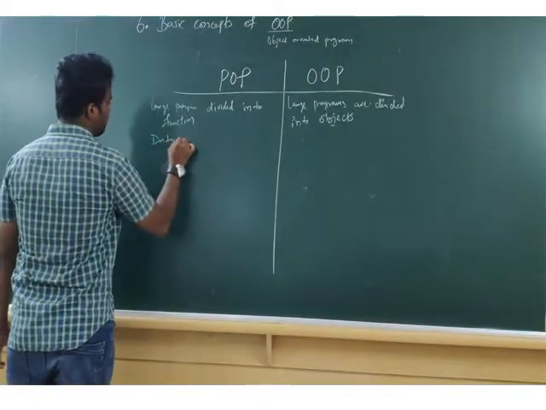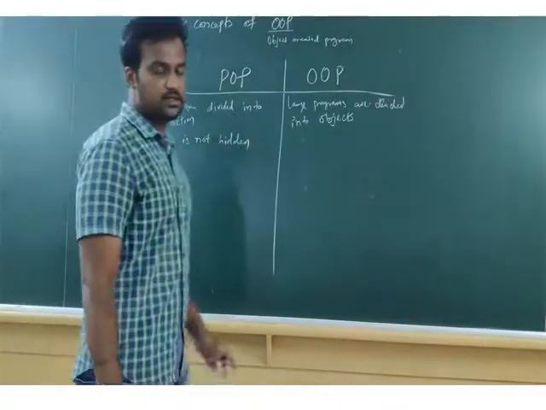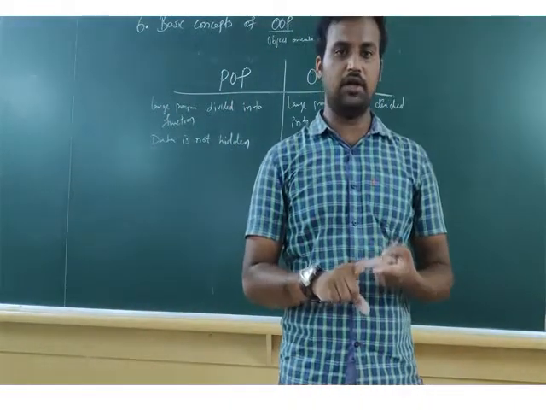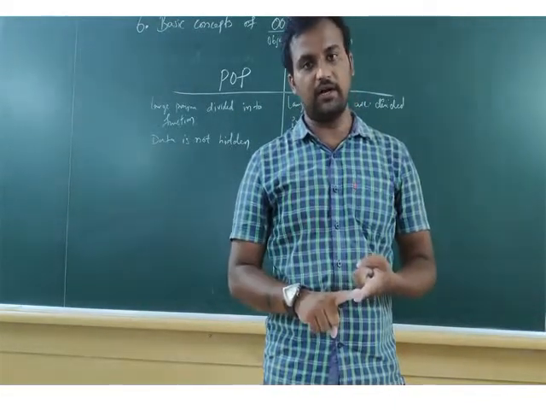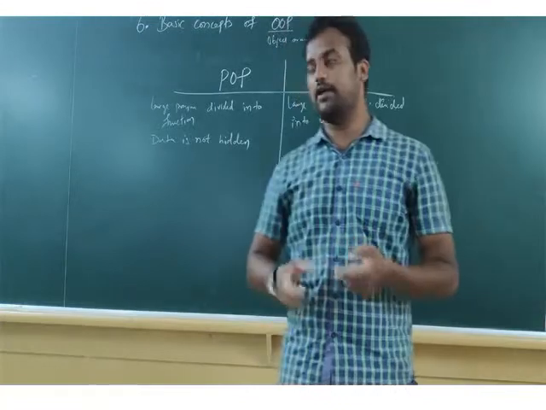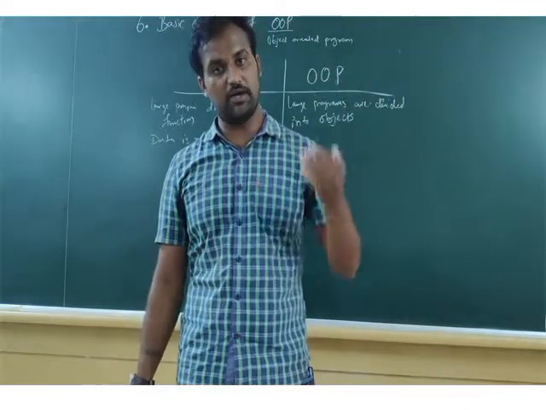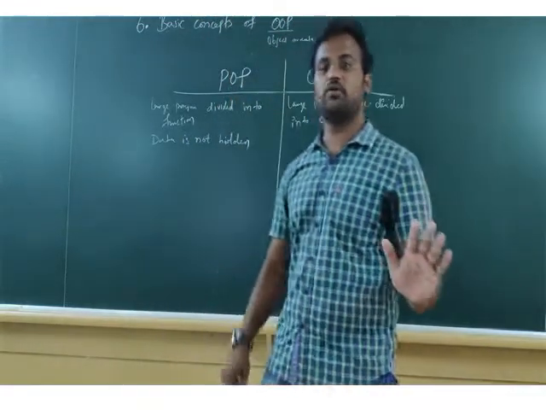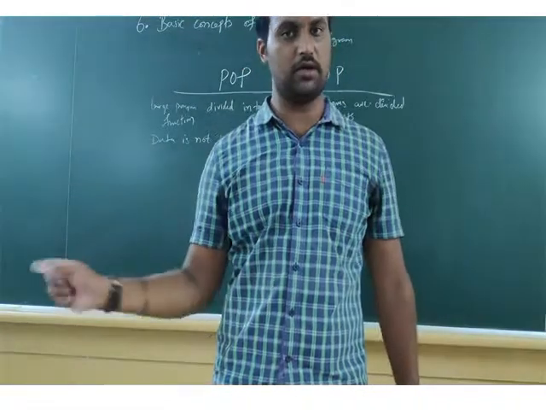Here data is not hidden. Data is not hidden means security will not be there. There will be security in object oriented programming called private, protected and public. Three different securities will be there. But in procedural oriented programming, the last year programming language you have learned, data security was not there. So you cannot hide any information. Anybody can access your information, whatever you have written in a program.